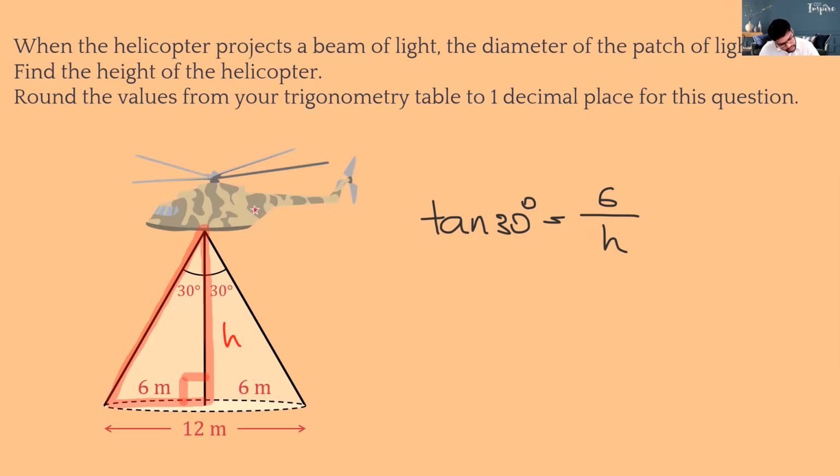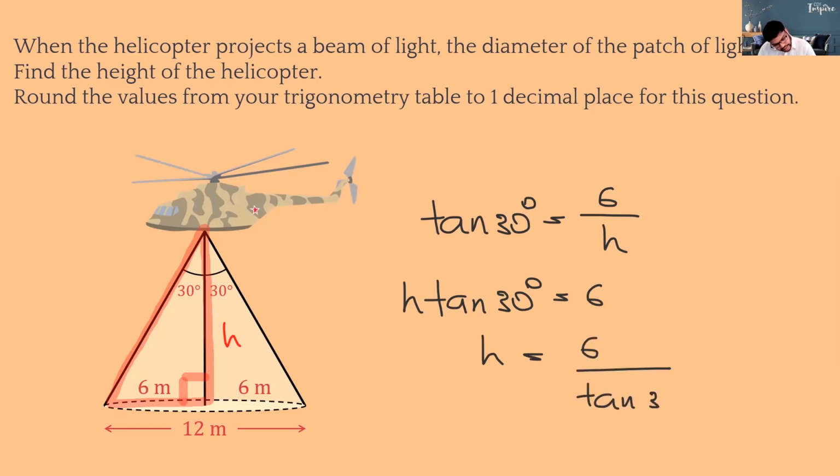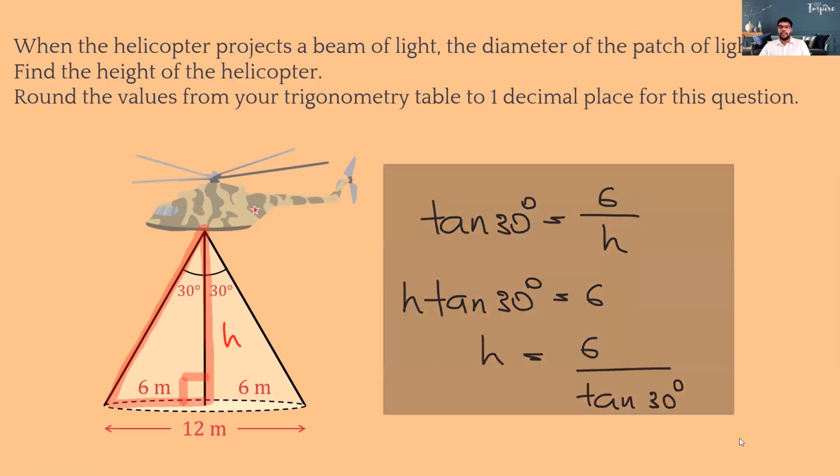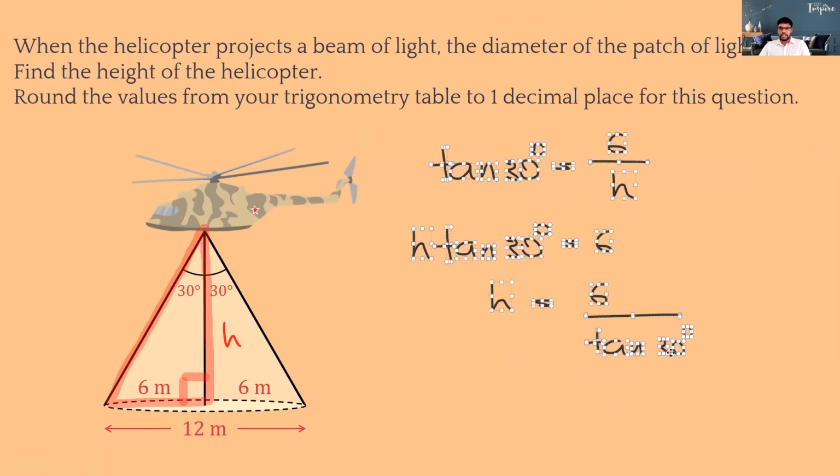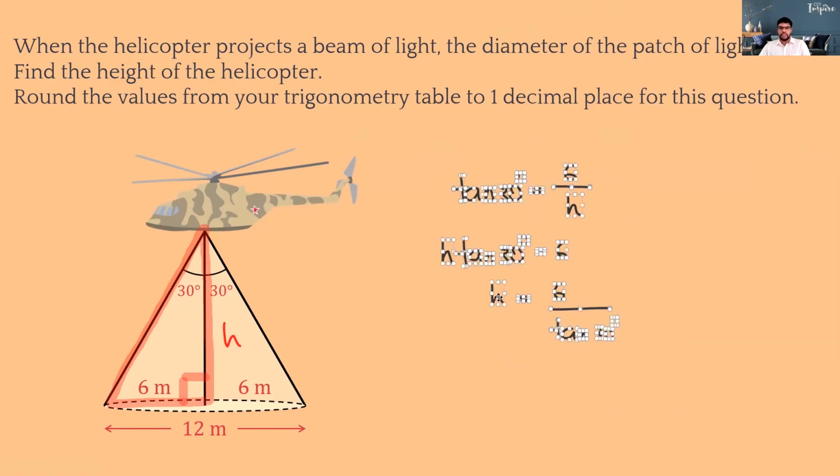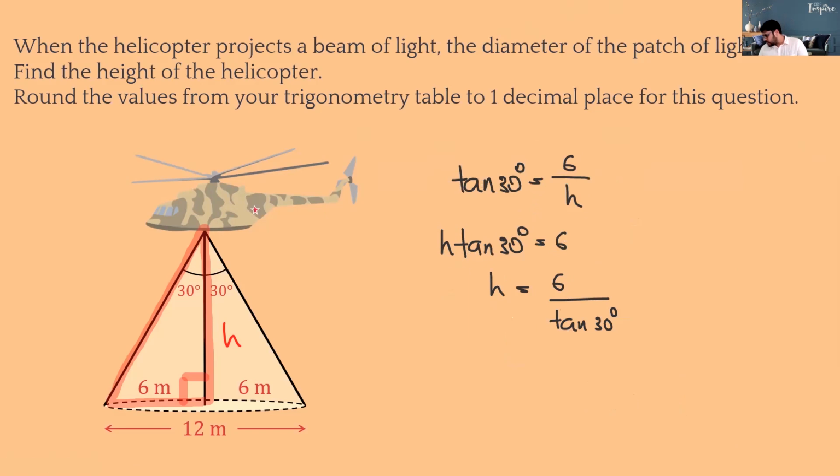Then children, we can multiply h by the other side, and finally we make h the subject and you get 6 over tan 30. Now you have to go to your table and find the value of tan 30. Once you find that value, what did I get? I got 0.5774.